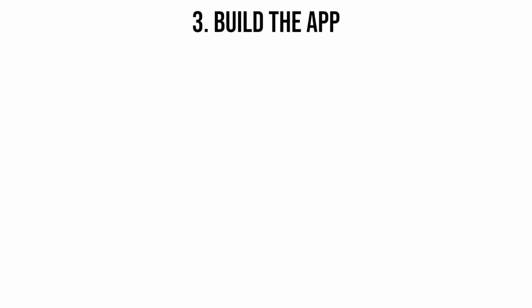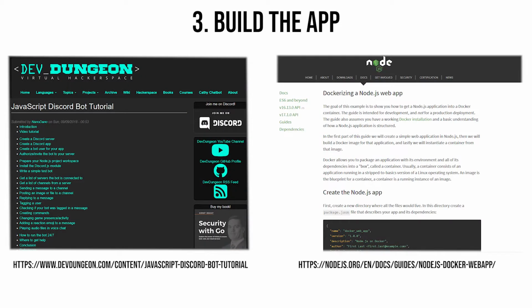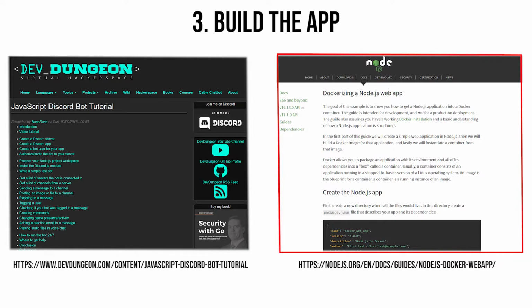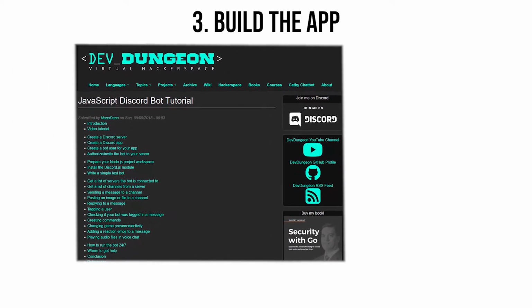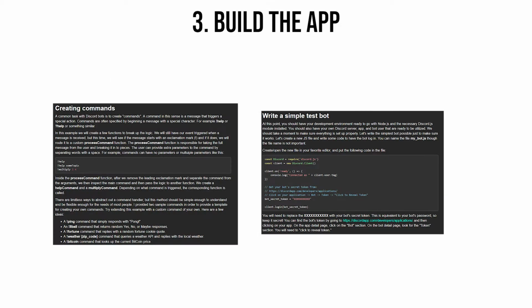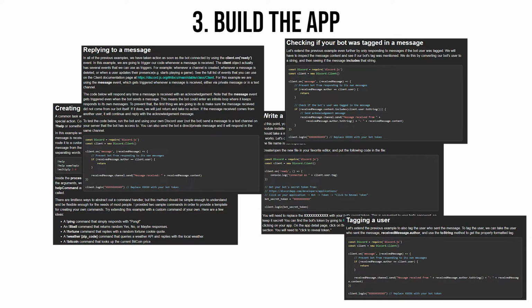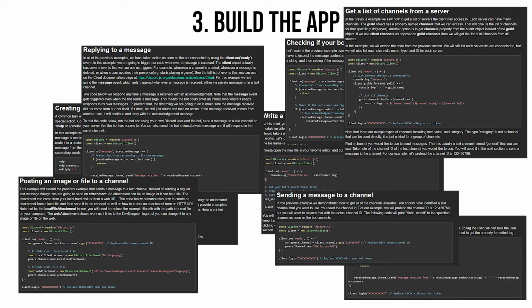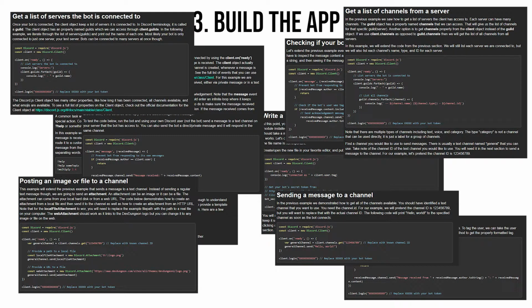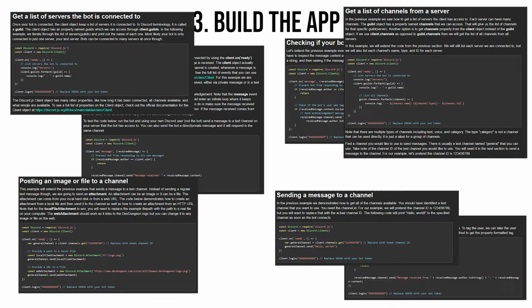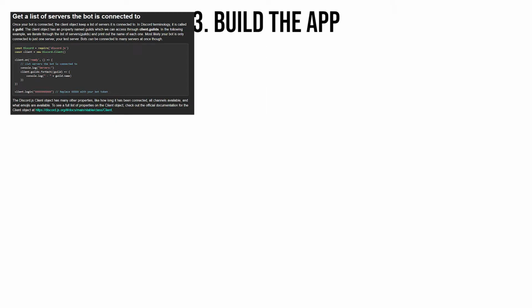Now we're actually going to build the app. I stole heavily from these two articles, where the first article talks about the Discord.js library in Node.js, and the second article talks about Dockerizing Node.js apps. The first article describes how to use the Discord.js library and has a bunch of different examples. I find that I learn the best from seeing tangible examples that I can test on my own and modify to create something new, so this article is a great place to start.